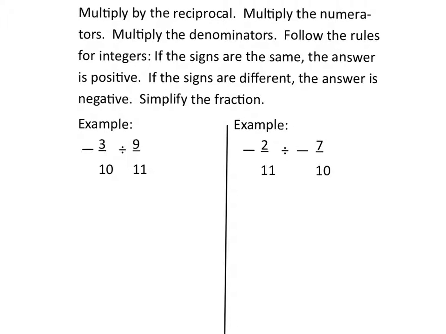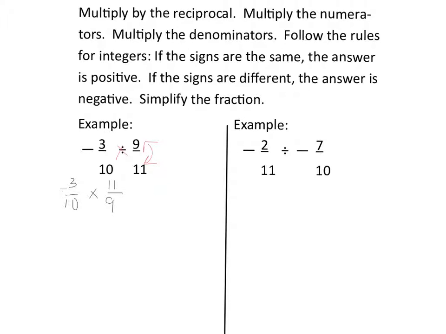What multiply by the reciprocal means is to change the division sign to multiplication and take the second fraction and flip it upside down. So negative 3/10 divided by 9/11 turns into negative 3/10 times 11 over 9.